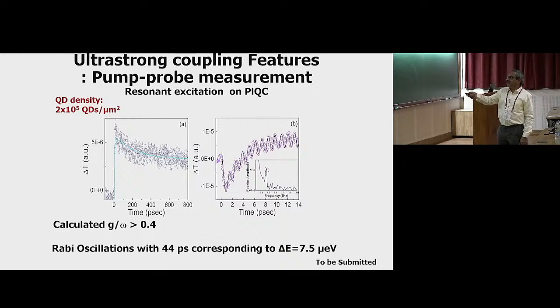Here you see these oscillations. These oscillations actually go up to 30 picosecond. The plasmon lifetime is typically of the order of 1 picosecond, and the exciton lifetime goes up to nanoseconds. These oscillations go up to 30 picosecond, much longer than the plasmon lifetime.